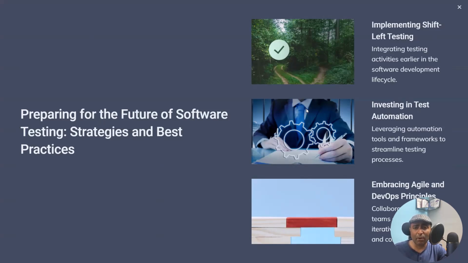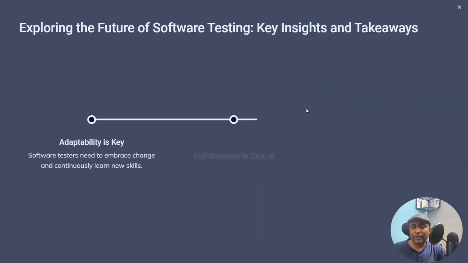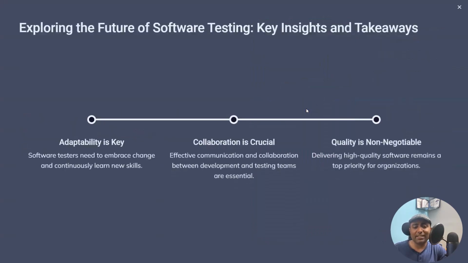Embracing agile and DevOps principles, collaborating across teams, and adopting iterative development and continuous delivery. Now, exploring the future of software testing, that is, key insights and takeaways. Adaptability is key. Software testers need to embrace change and continuously learn new skills.